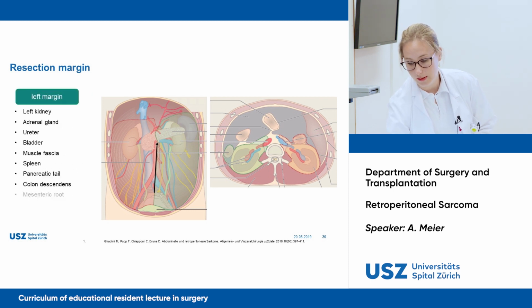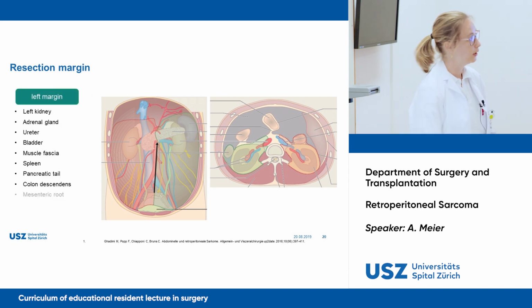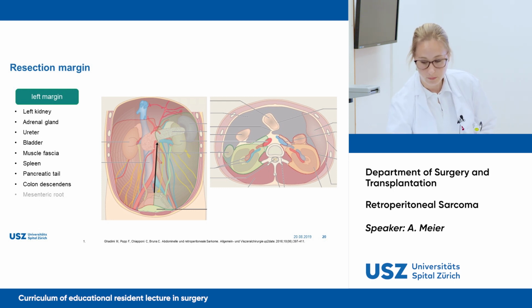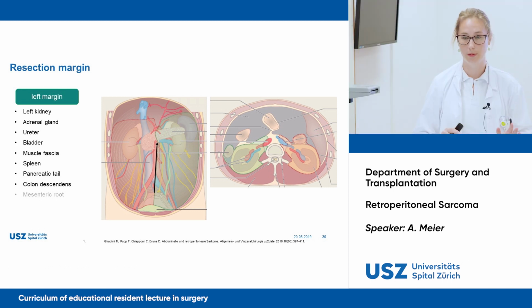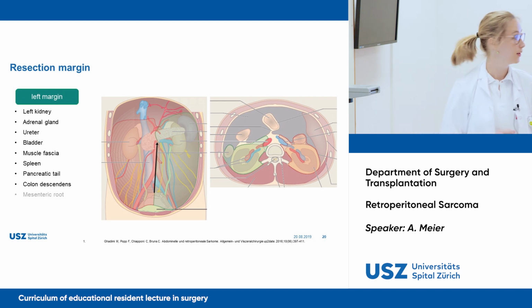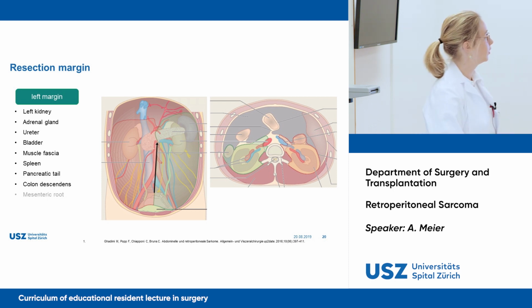The left margin is on the left side, the green one shown over here. It's the left kidney, the adrenal gland, ureter, bladder, it's mostly the same. Muscle fascia, the spleen, and the pancreatic tail, which can be moved, and the colon descendens. Sometimes there is also a tumor up there with the mesenteric root.